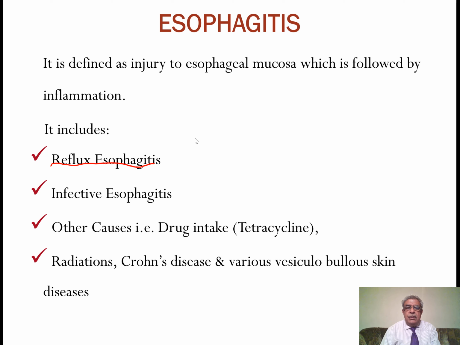So once again the definition: it is defined as injury to the esophageal mucosa which is followed by inflammation and includes reflux esophagitis, very important. I just tick it, and infective esophagitis.